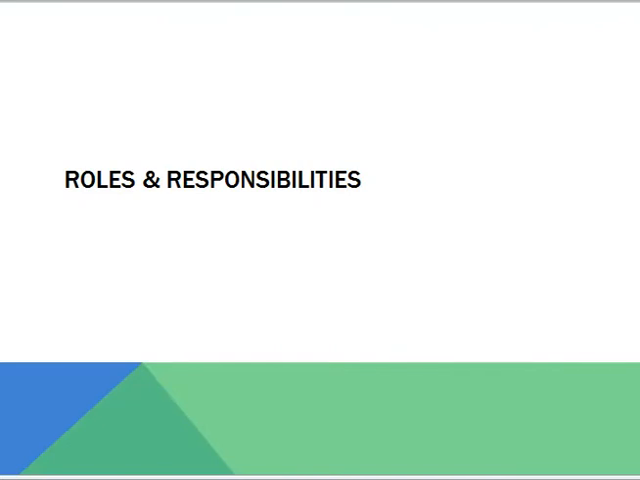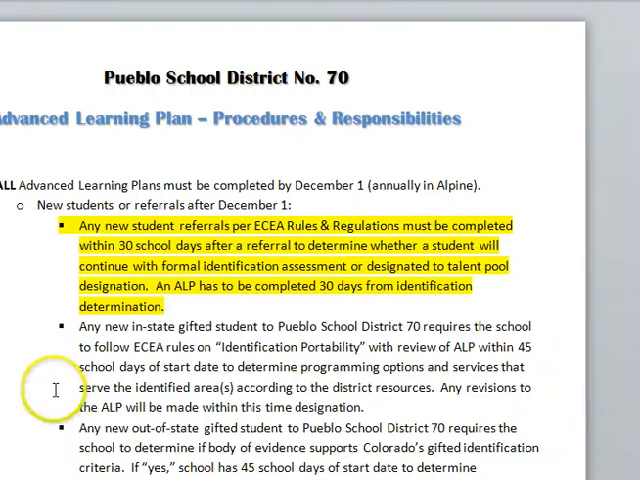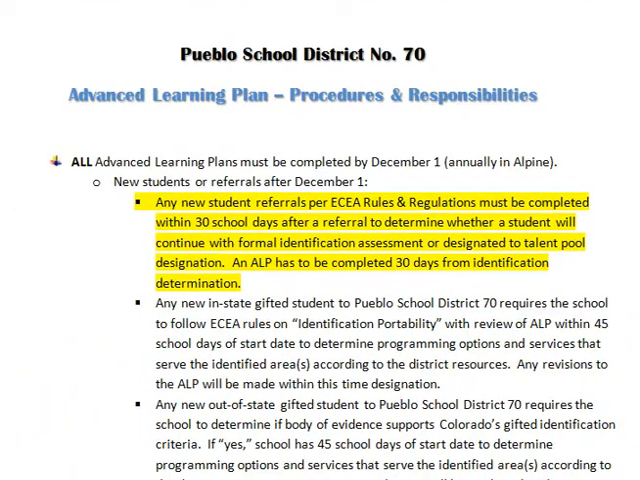Roles and responsibilities. Within District 70, there are several roles. All of these abide by the ECEA rules and regulations. Some of these are just district decisions. Please be aware that all of these have to be followed.